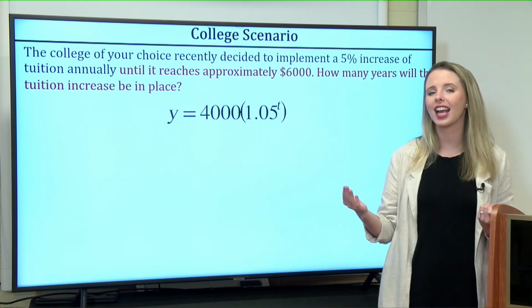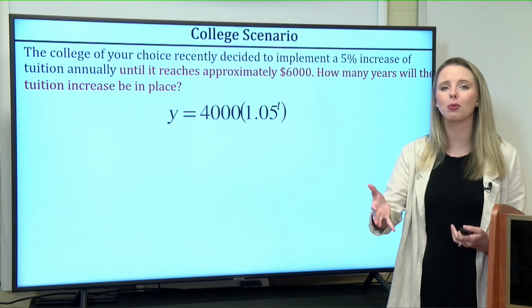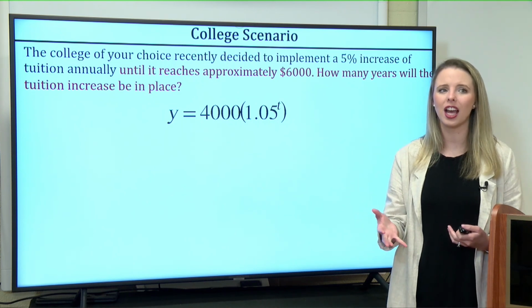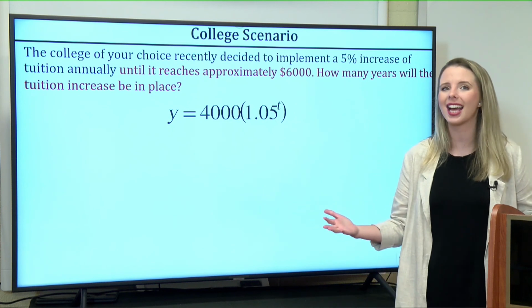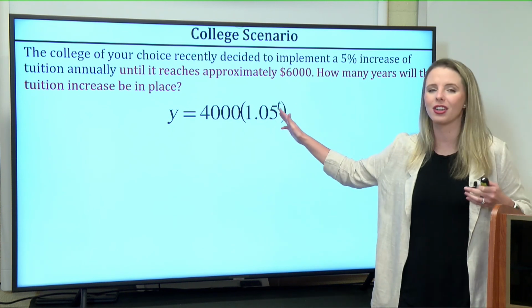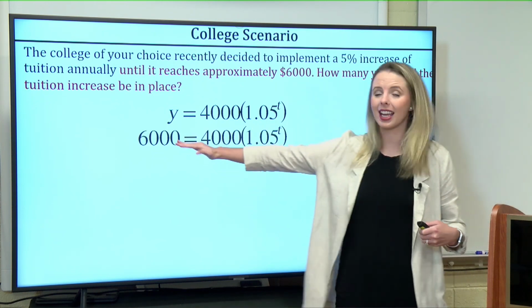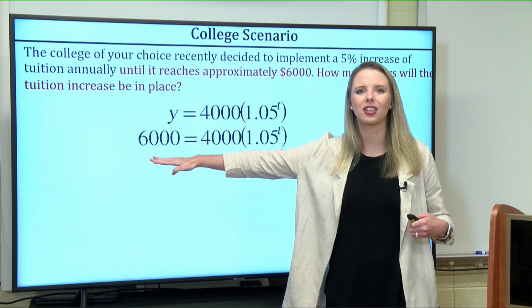Instead of saying over the next 5 years, this committee has decided that they need tuition to be roughly around $6,000. So they want to know how long it's going to take to reach $6,000. So instead, we're looking for t this time. We don't know how many years. But we do know that in the end, they want it to equal $6,000.